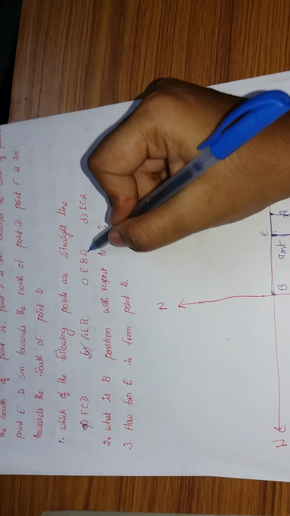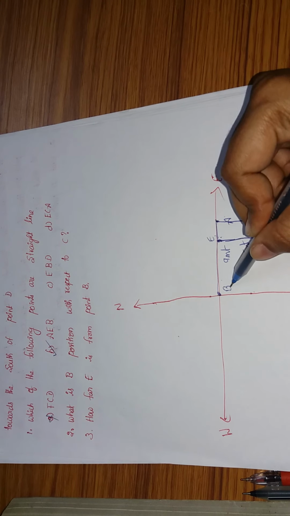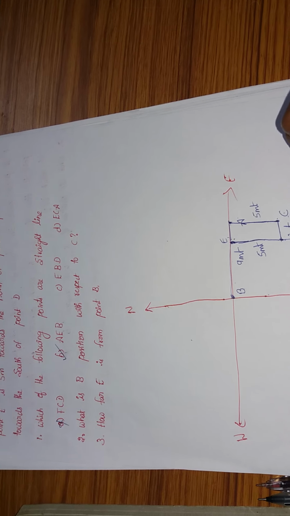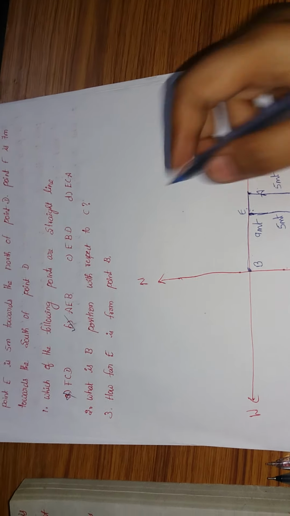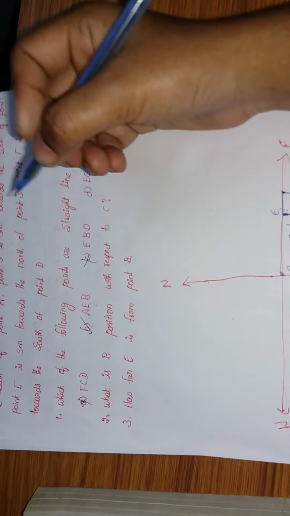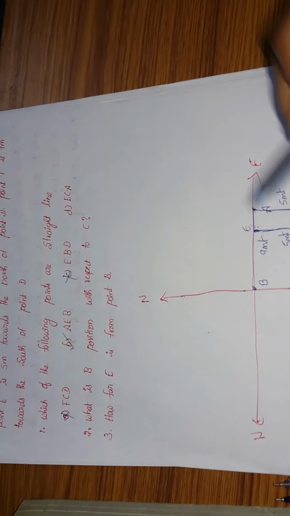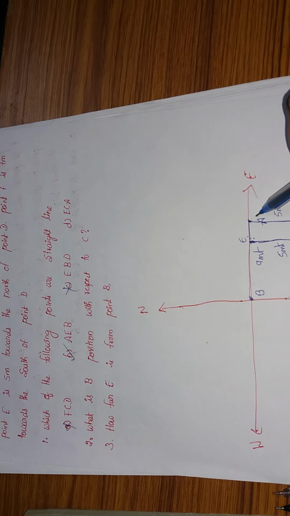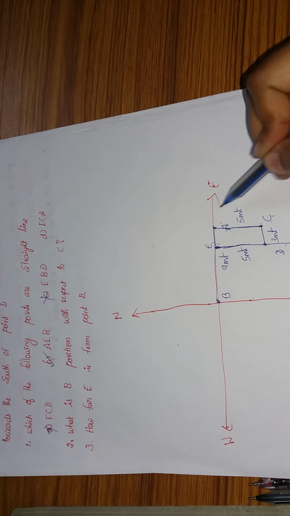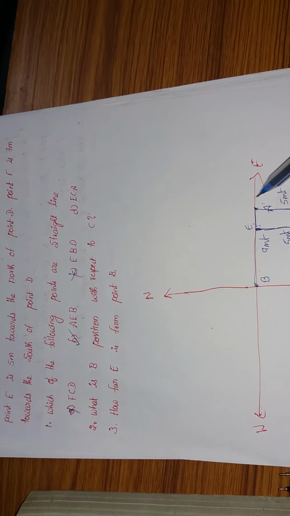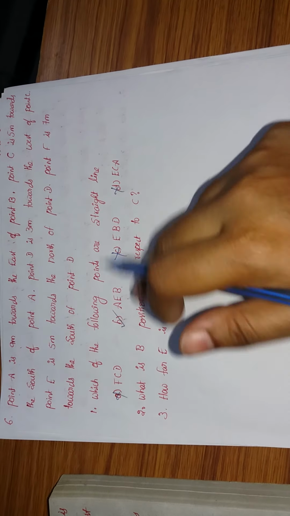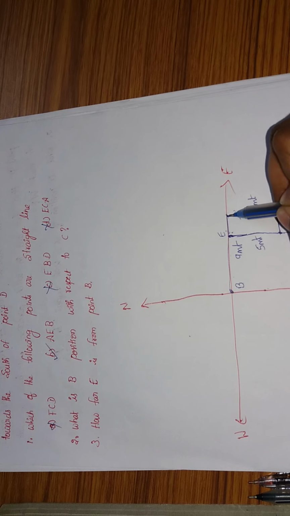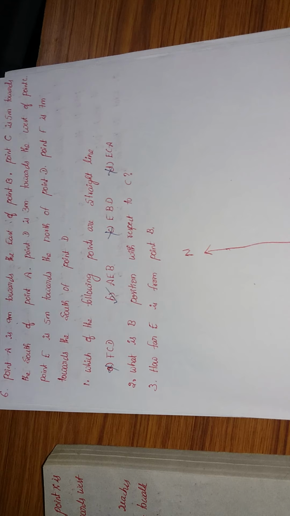And E, B, D. E is here, B is here, point D is here. So E, B, D are not in a straight line. And E, C, A. E is here, C is here, A is here. These are located at different points, so it doesn't become a straight line. From all these, AEB forms a straight line.